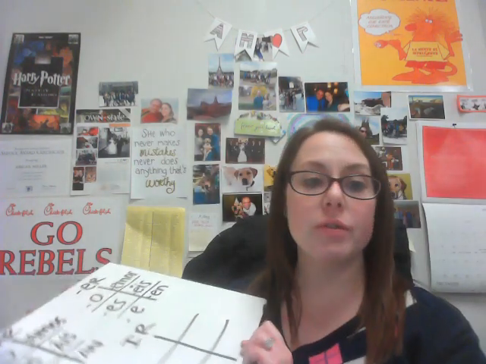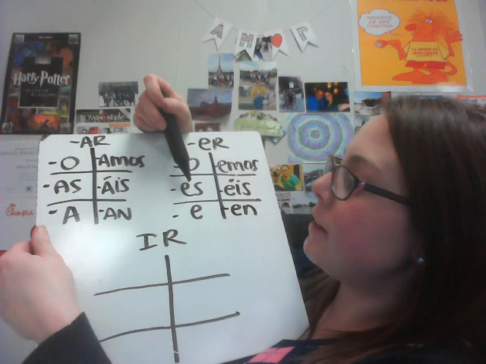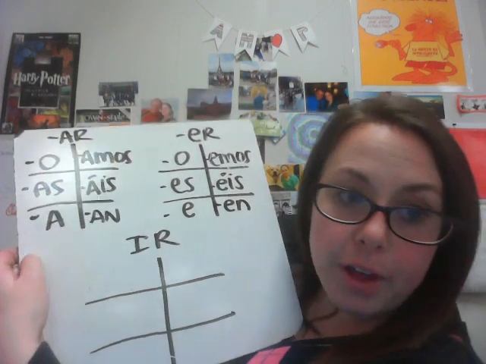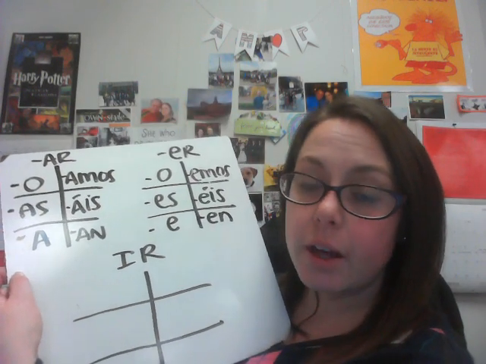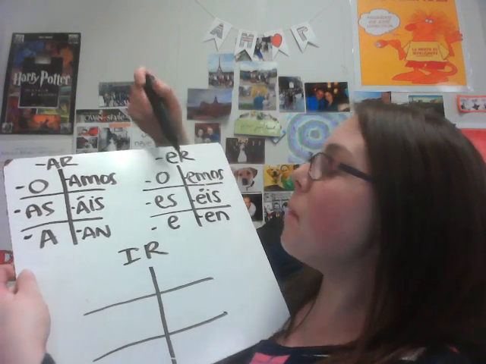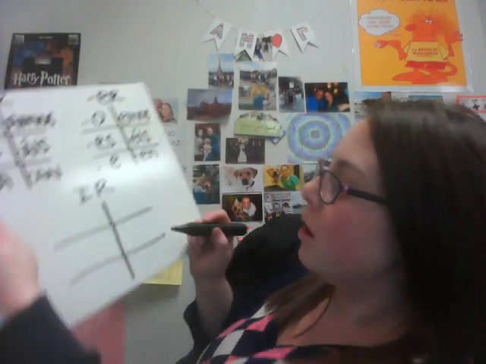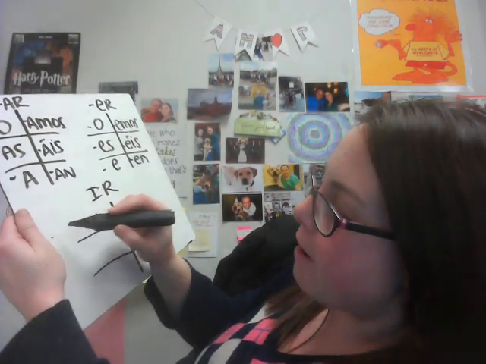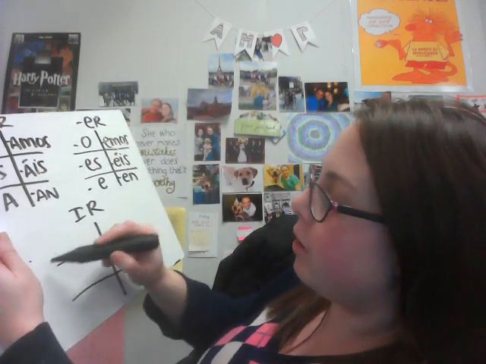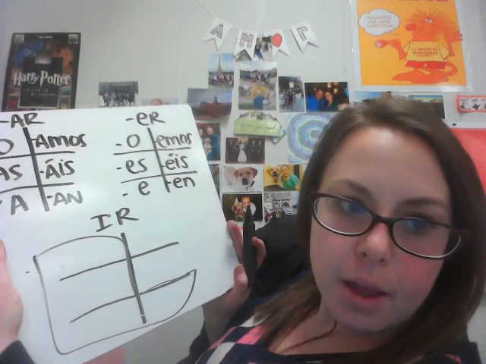Alright, so let's talk about now how do I get from an ER verb to an IR verb. Well, it was very simple to get from AR to ER. All I had to do was change my A's to E's, okay? With IR verbs, it's even easier because I don't even have to do that much work. For an IR verb, most of my forms are going to be exactly the same as ER verbs. In fact, 4 of the 5 are going to be the exact same. All of these forms right here are going to be the same as ER verbs.